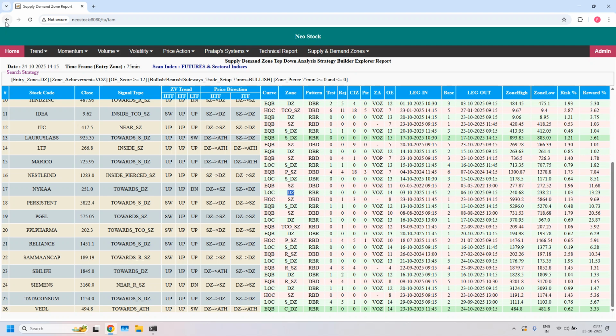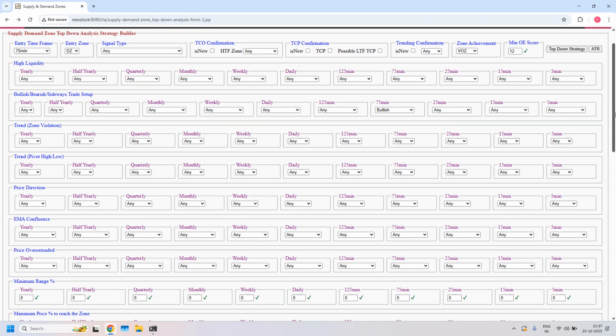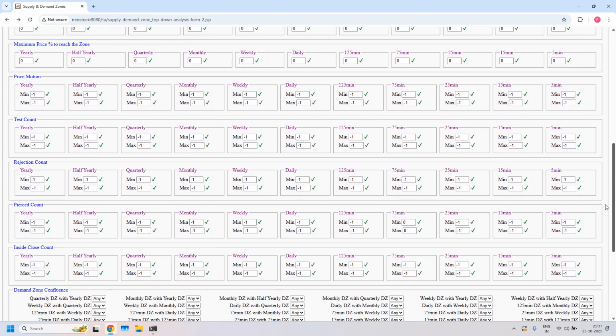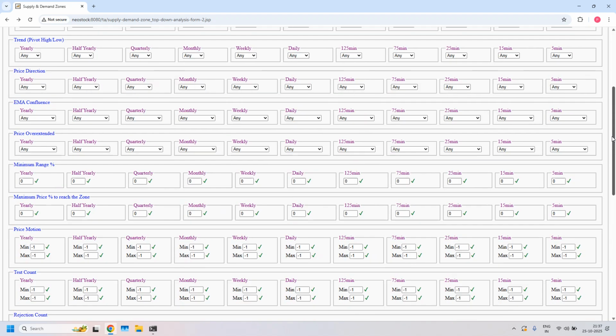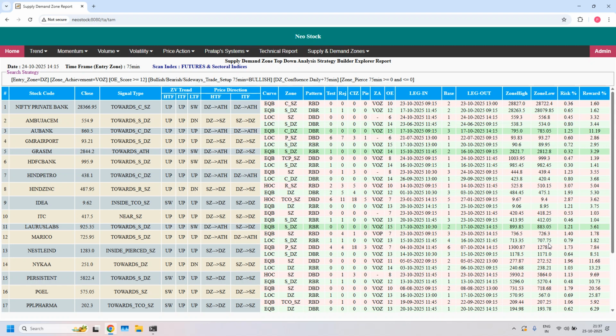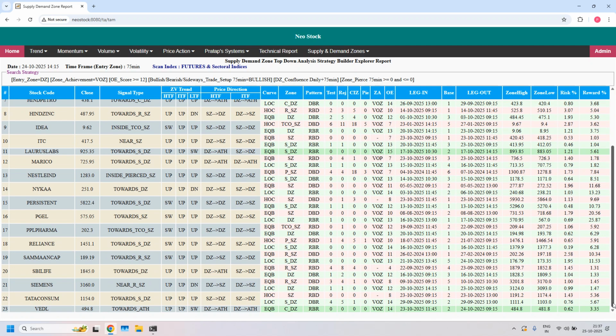Okay, the first strategy: LTF, ITF supply zone confluence and then ITF EMA confluence. That is 75 minutes and daily supply zone confluence. Scrolling the list down, 23 stocks are filtered. In all the stocks, the ITF trend, that is the daily trend, is uptrend.